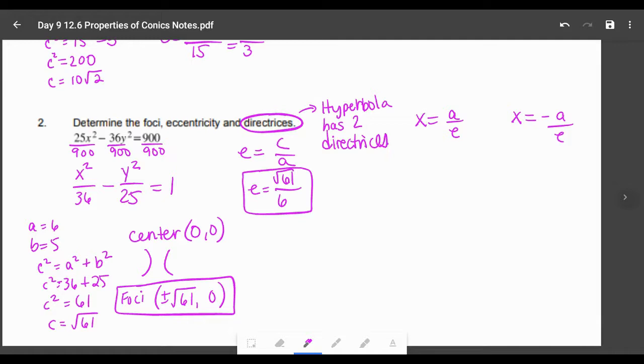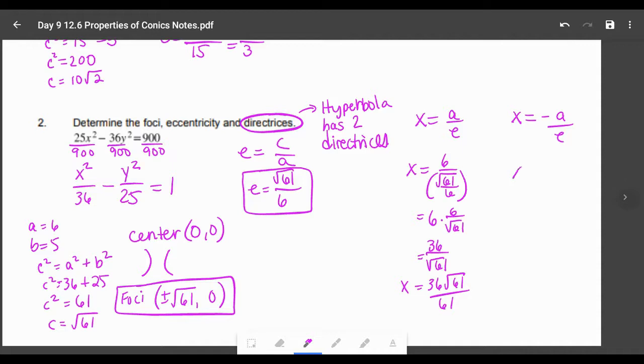All right, so let's actually calculate them. So we've got x equals a over e, which is 6 over root 61 over 6. If I convert that to multiplied by the reciprocal, I get 36 over root 61, which we know we have to rationalize. So our final equation is x equals 36 root 61 over 61.